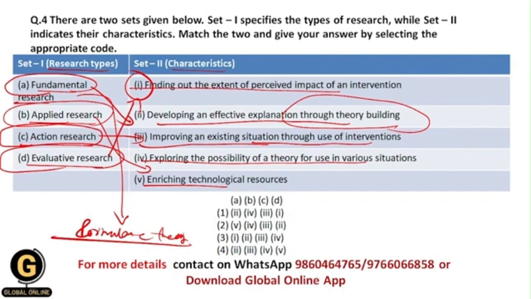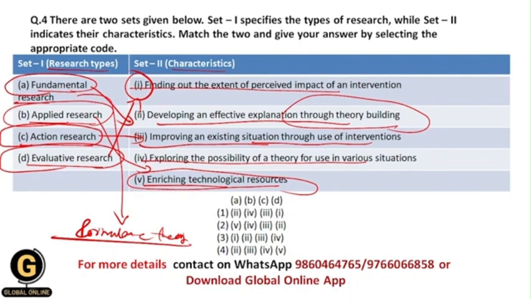And enriching technological resources, this thing does not occur in any kind of research type, and whenever we want to enrich the technological resources, this is, you can say, whenever we collect any data for a research, so this thing will come under that.